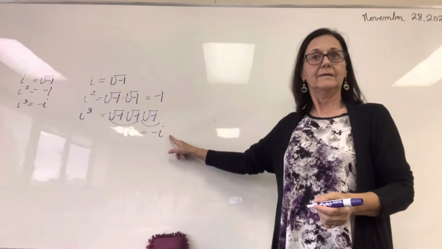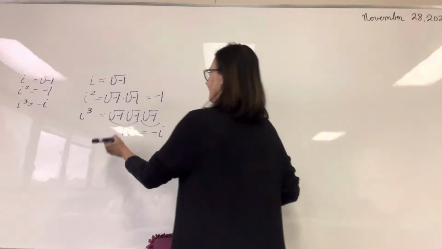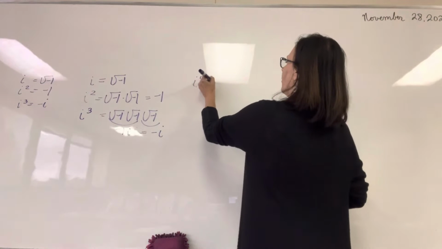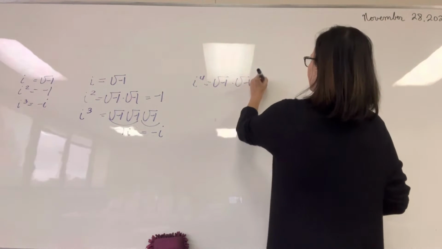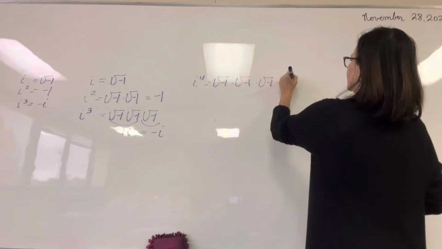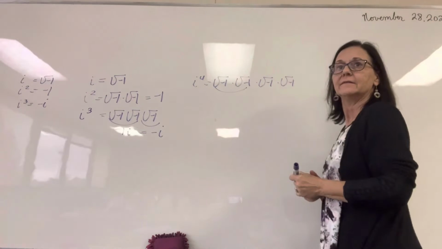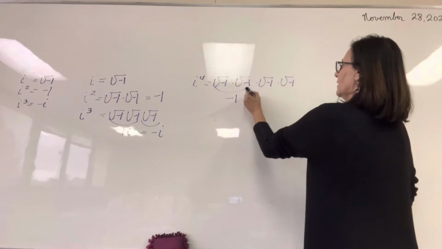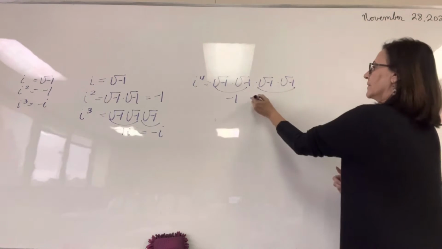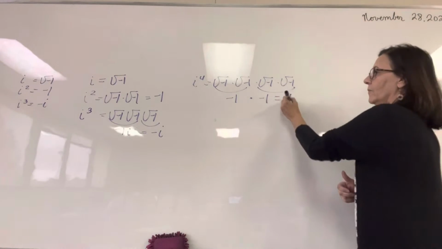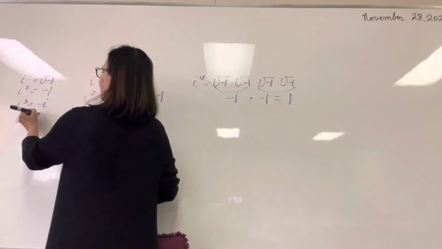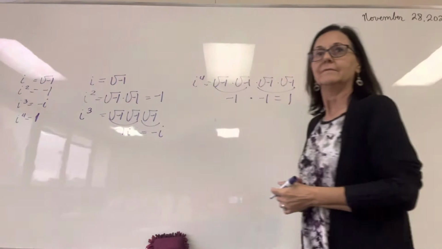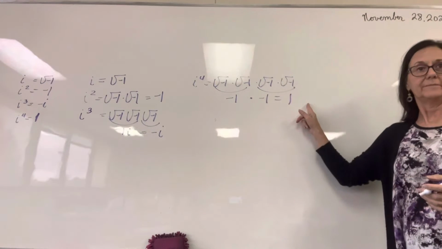What about i to the 4th? We're going to add the 4th. So i to the 4th is the square root of negative 1, times the square root of negative 1, times the square root of negative 1, times the square root of negative 1. What's that? Negative 1. What's that? Negative 1. Oh, that's just 1. So it's just 1.